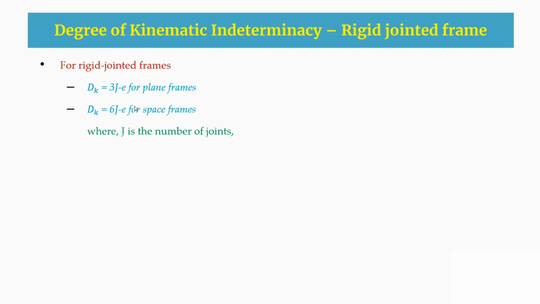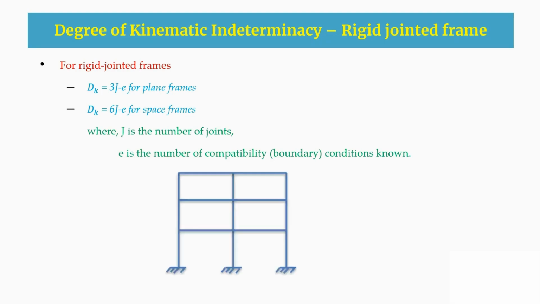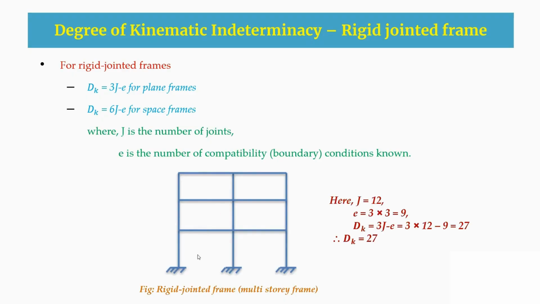Now coming to the degree of kinematic indeterminacy for a rigid jointed frame. For plane frames it is 3j minus E, and for rigid space frames it is 6j minus E. Here j is the number of joints and E is the number of compatibility conditions. Now consider this multi-story rigid jointed plane frame. The total joints are 12, and the compatibility conditions for each fixed support are 3. There are 3 supports, so 3 into 3 is 9. Therefore the degree of kinematic indeterminacy here is 27.